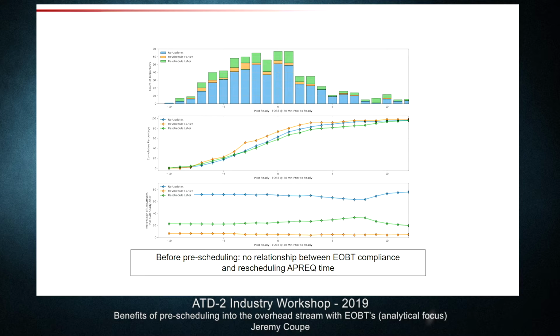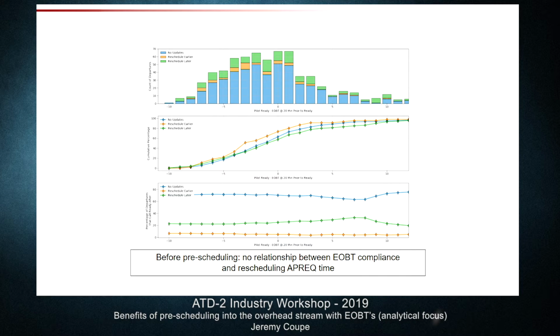So if 12 o'clock noon is your EOBT, and you're the pilot and you call at 11:55 and say I'm ready to push back, you would get a -5 value. If you call at 12:05, 5 minutes late, and say I'm ready to push back, you would show up here. And then here we show a stacked histogram where the blue are the aircraft that are not rescheduling, the orange are aircraft rescheduling for earlier times, and the green are aircraft rescheduling for later times.